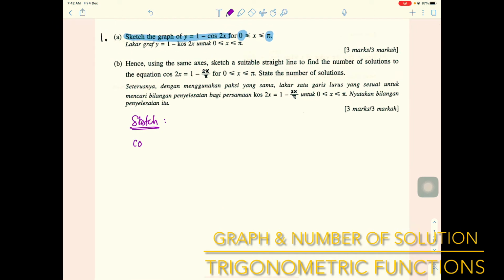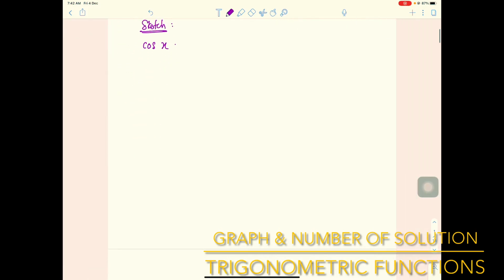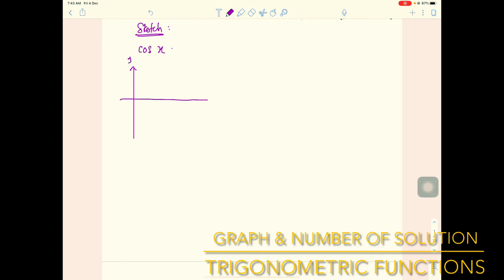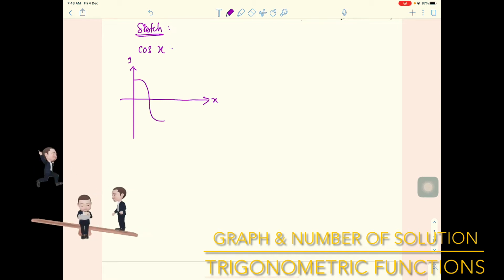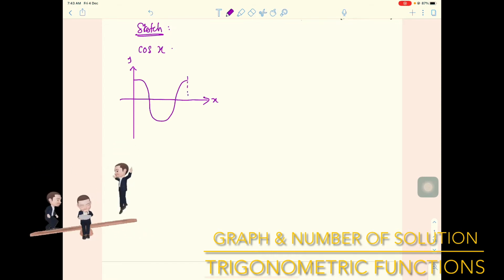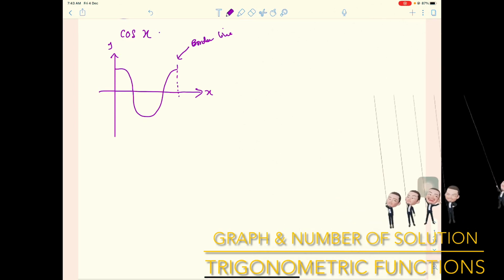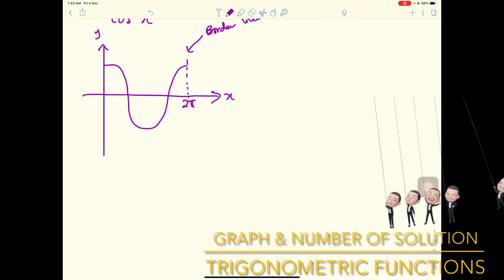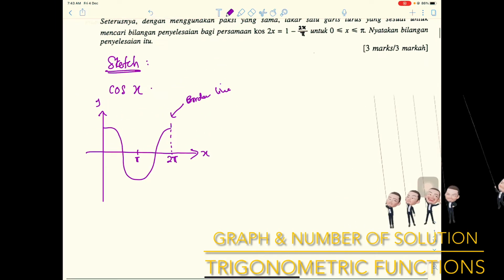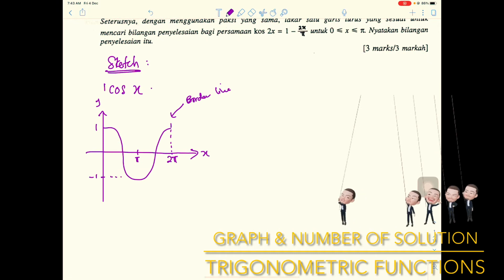We must sketch cos x first, the basic graph of cos. So this is the y-axis and x-axis, and for cos it's like that U shape. One complete circle, or one period. After finishing one period, you do the borderline. I always call it a borderline because this borderline is under 2x. The scale is 2 pi, and this is pi. The amplitude is 1, so 1 and negative 1.